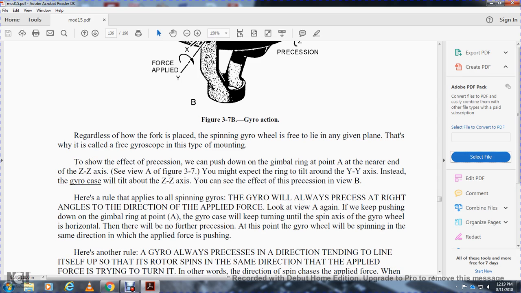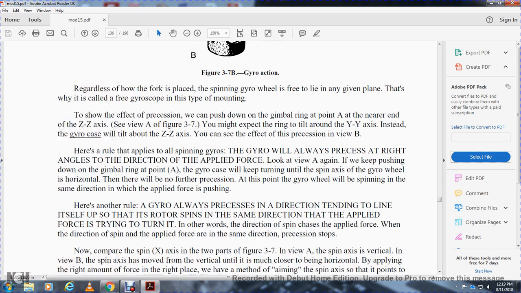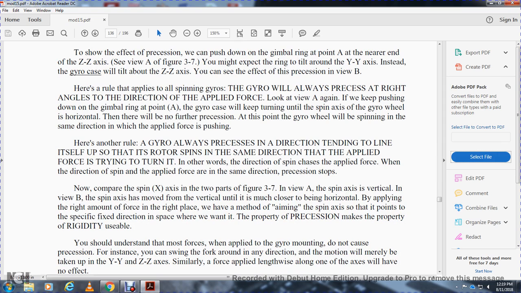Here's a rule that applies to the spinning gyro. The gyro will always precess at a right angle to the direction of the applied force. Look at view A with the wheel and the case. Keep pushing down on the gimbal ring at point A. The gyro case will keep turning until the spin axis of the gyro wheel is horizontal. There will be no further precession, and the gyro wheel will be spinning in the same direction as the applied force pushes. Here's another rule.